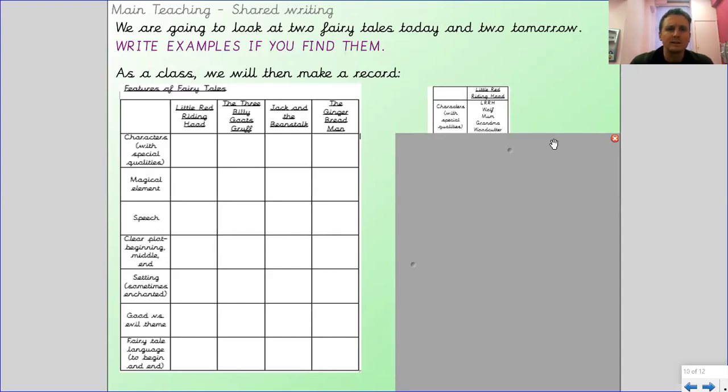Are there any with special qualities? I would suggest that the wolf is rather special because he can talk. Okay, that's not an everyday occurrence. So the wolf, I would put down maybe as someone having special qualities. If you're in class, you can pause the video and talk about it after each one. So from the story of Little Red Riding Hood, is there a magical element to it? I put down, again, that the wolf talks. There isn't any sort of magic beans or anything else that's that magical about this one.